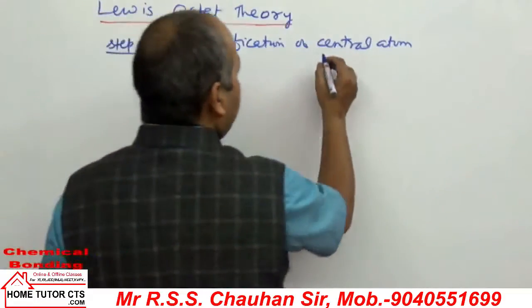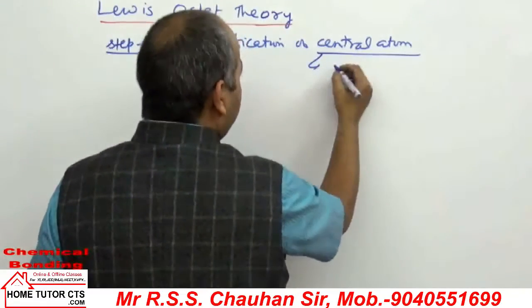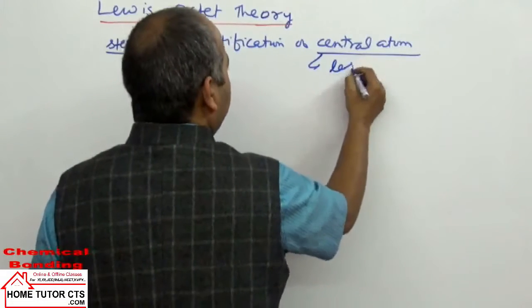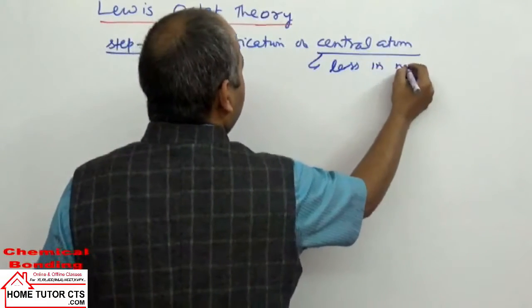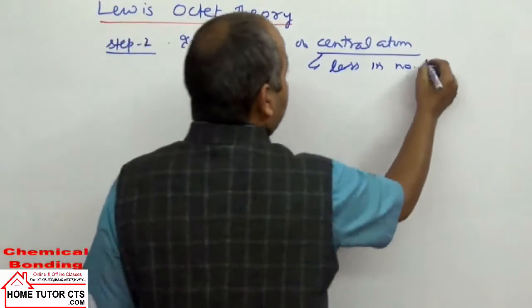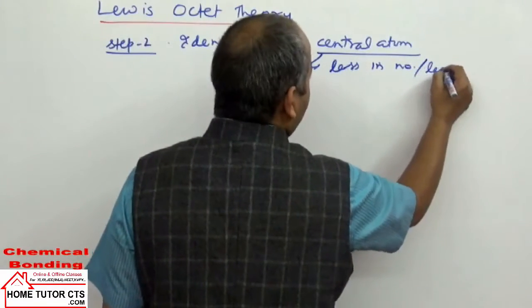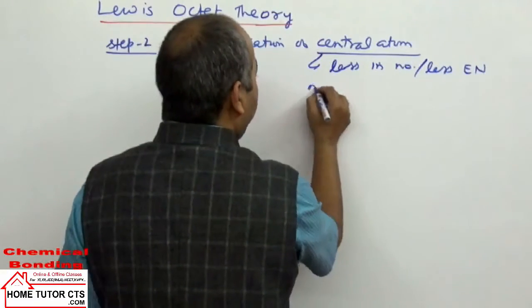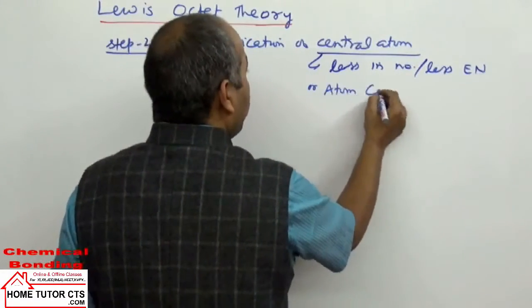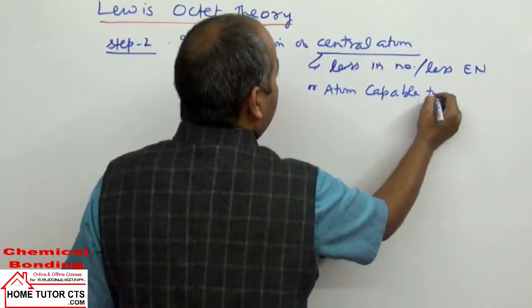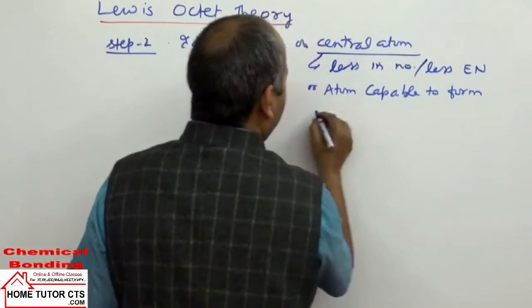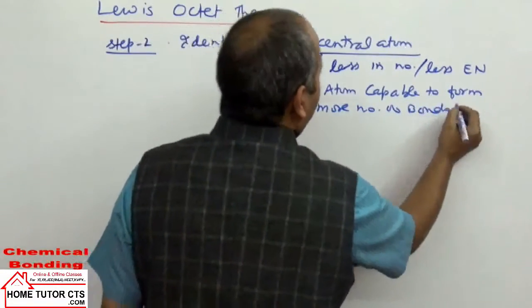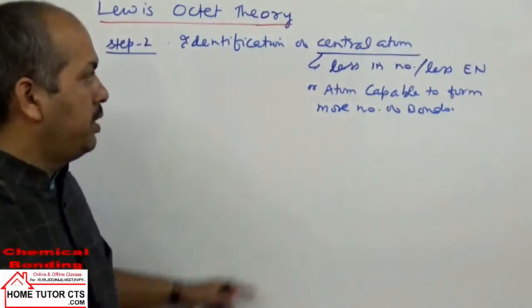So how to identify the central atom? This atom is normally the one that is less in number. The most common feature is that it will be taken as the central atom, or generally the less electronegative atom, or we can take the atom capable of forming more number of bonds as the central atom.